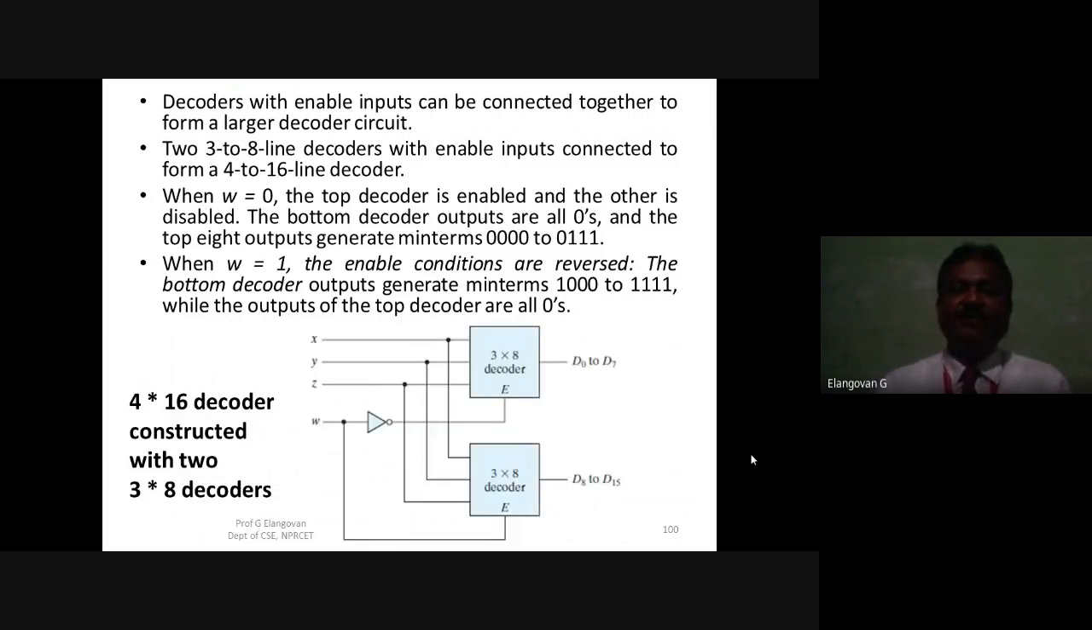Simply imagine there is a 3 to 8 decoder at the top and one at the bottom. We have the enable input. When 0 is given, the top decoder is activated. When 1 is given, the bottom decoder is activated. The top decoder is considered to produce the lower values. Considering the inputs W, X, Y, Z, W is the MSB and is connected to the enable input. So with the help of two 3 to 8 decoders, we are able to achieve a 4 to 16 decoder.